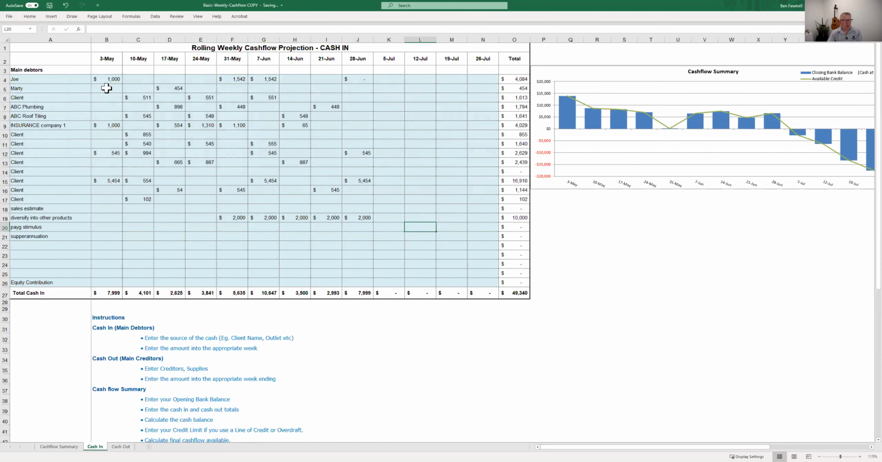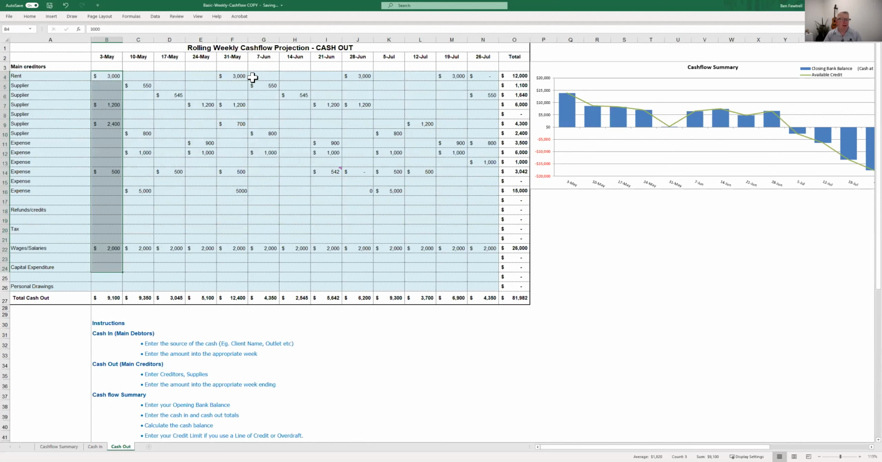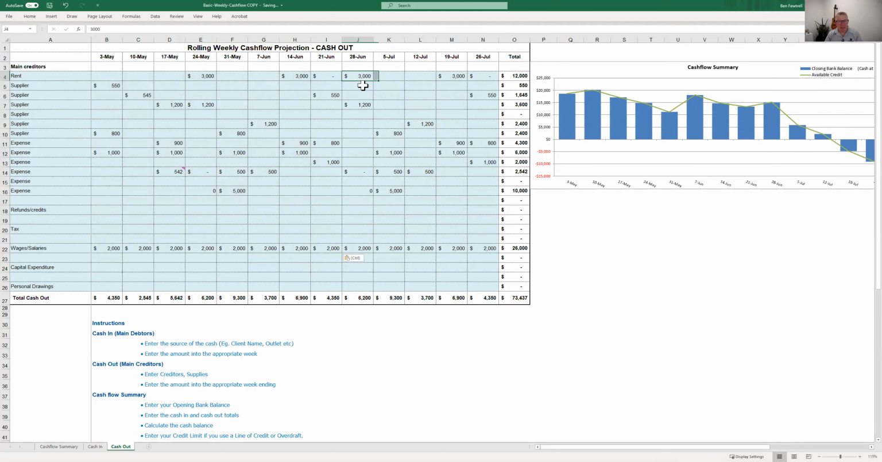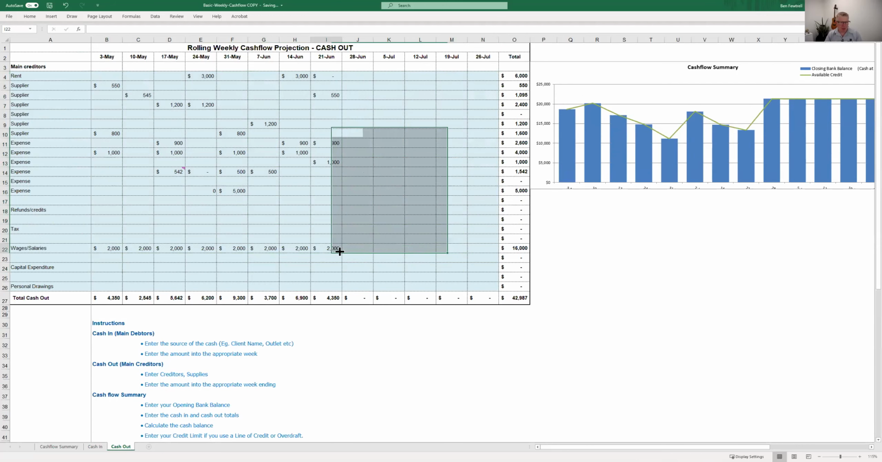So all my correct numbers are there, and I do the same thing on my cash side here. I get everything from the 3rd of May, highlight it all, Control C to copy it, paste it here, and then I get rid of this data that's now no longer correct, unless it is, for example, things like wages and salaries. I'll just refill that in.